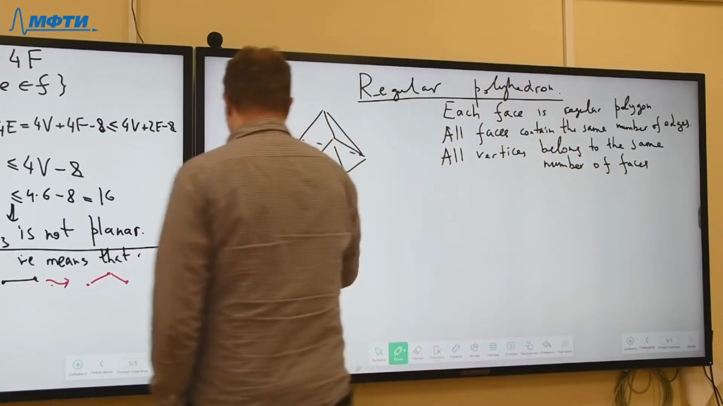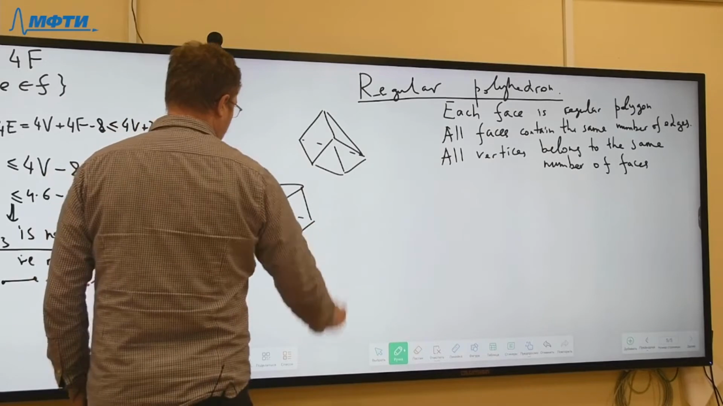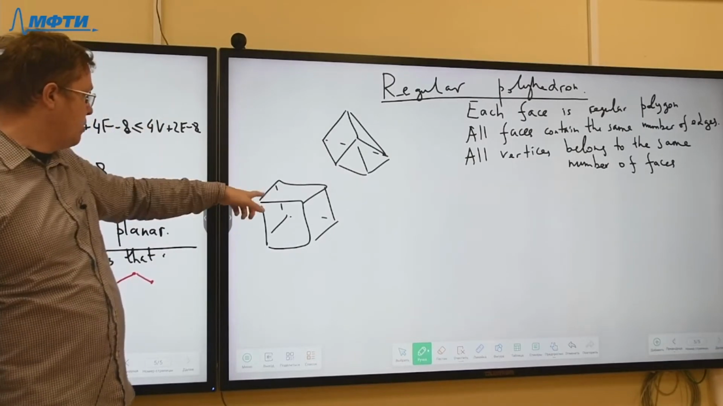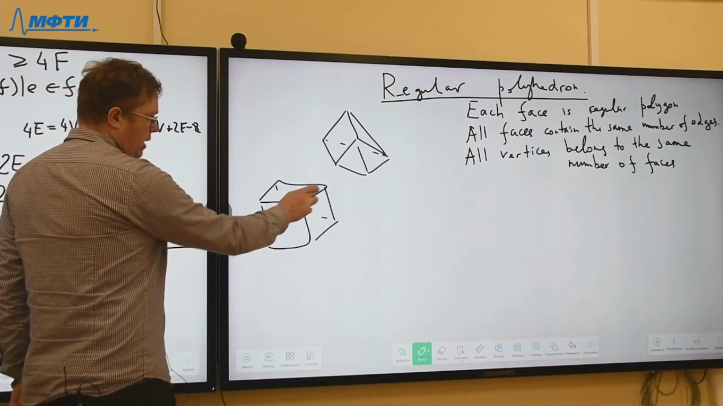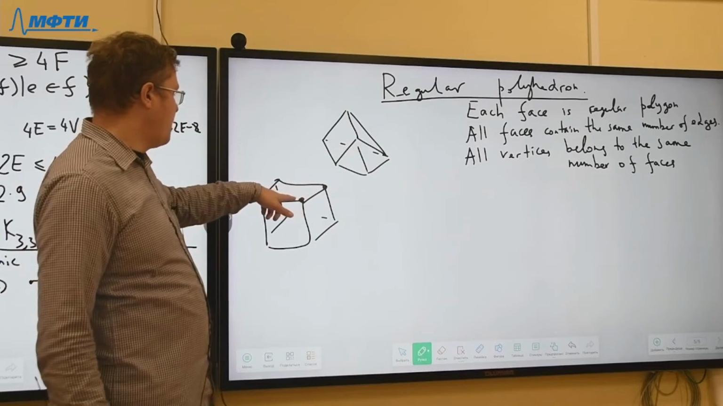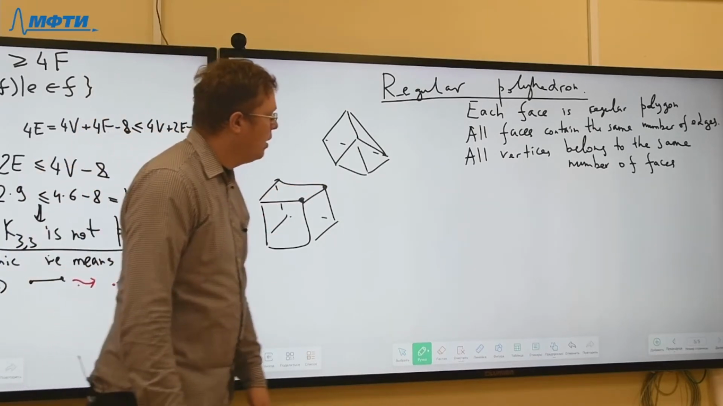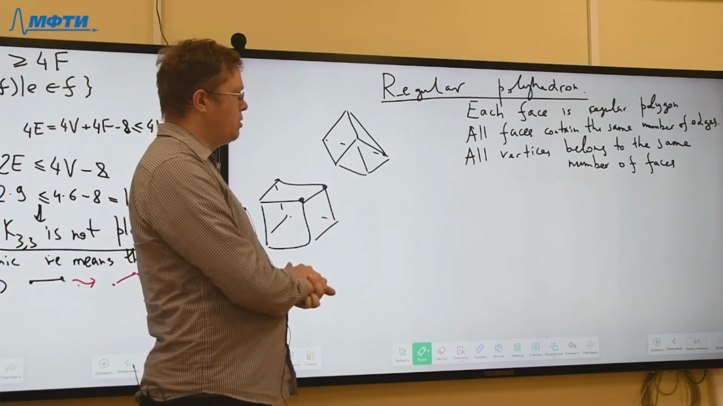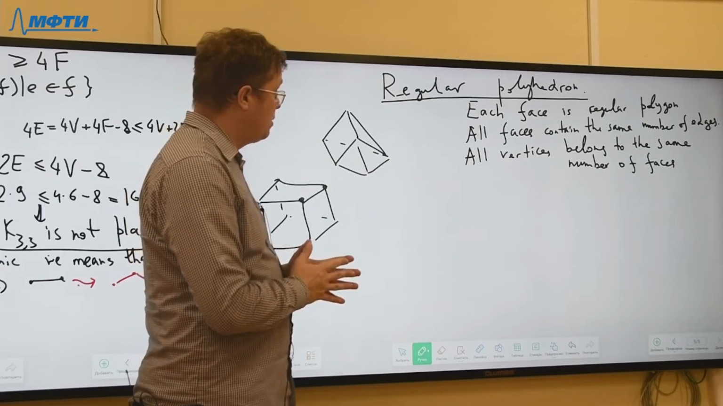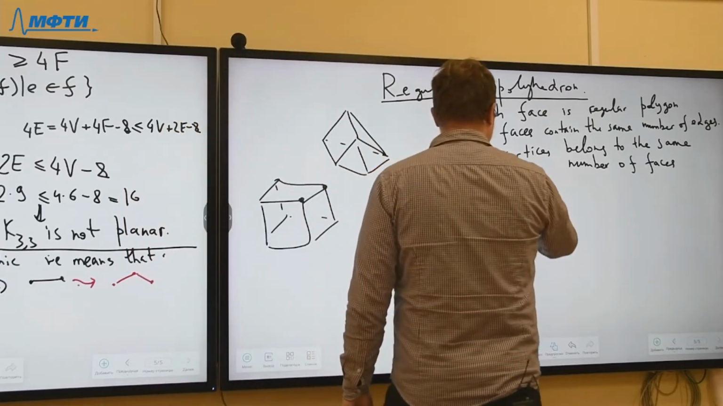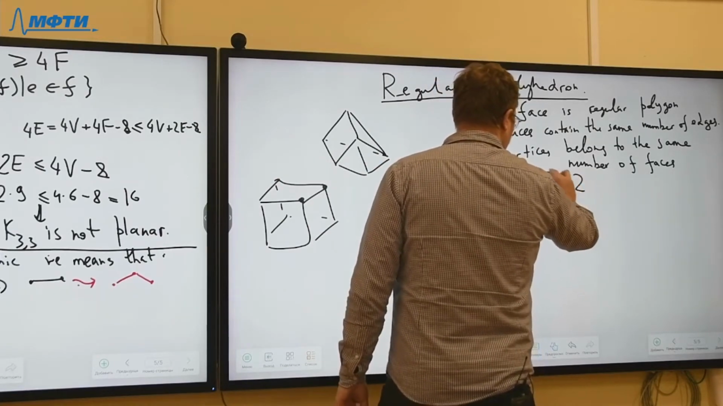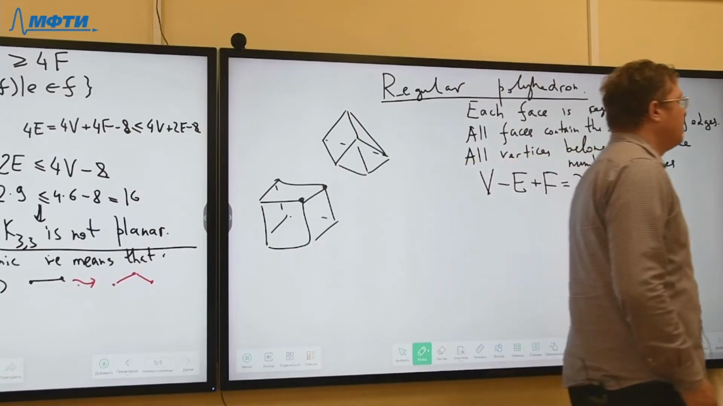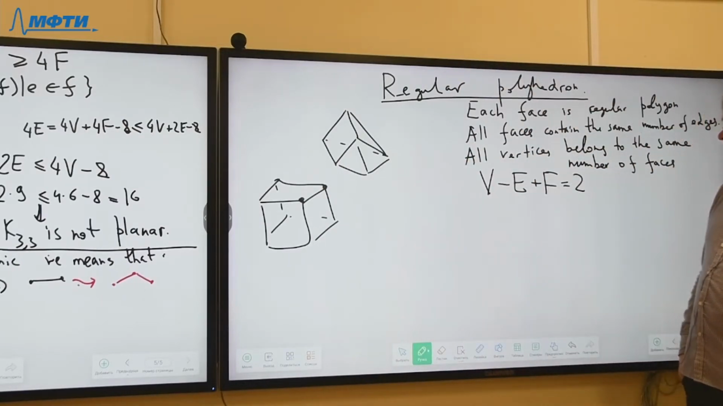So for example, if we have a cube, then each face has exactly four edges, each face is a square, and in each vertex exactly three faces meet. So each of these vertices belongs to exactly three faces. Can we characterize all such polyhedra where all faces contain the same number of edges and all vertices belong to the same number of faces? We have these two properties, and of course we have the formula for vertices, edges, and faces. How can we calculate the possible amounts of these vertices, edges, and faces?